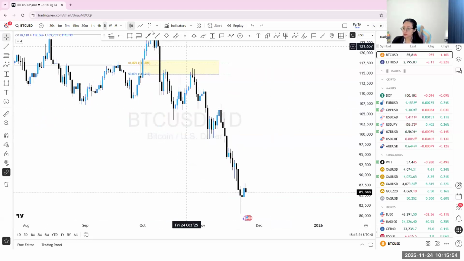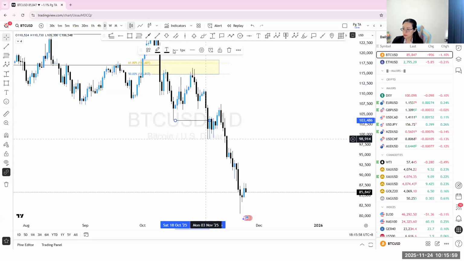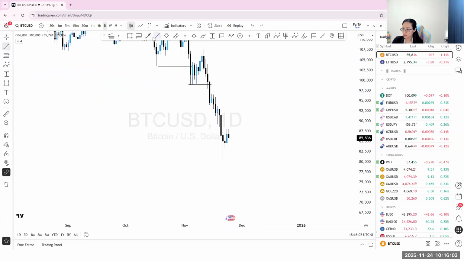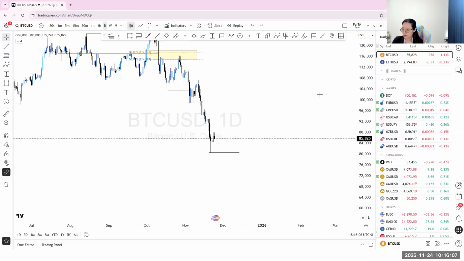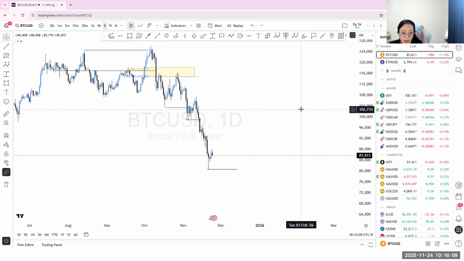After that, what do you see? I have a broken BOS, make the lower low, lower high, and this is the low right now. So where is our high? Guys, where is our high? The current high for BTC in the D1 time frame. Anyone?